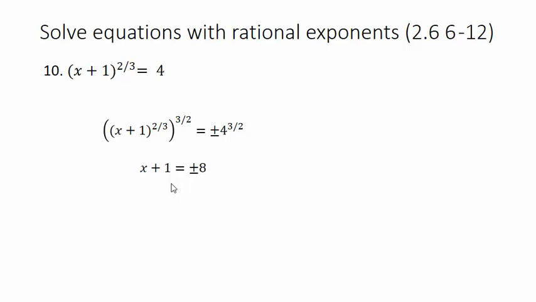The other side, 4 to the 3rd is 64. Square root of that is 8. So I get plus or minus 8, which gives me my two answers. I have x is negative 1 plus 8, and x is negative 1 minus 8, which gives me 7 and negative 9.